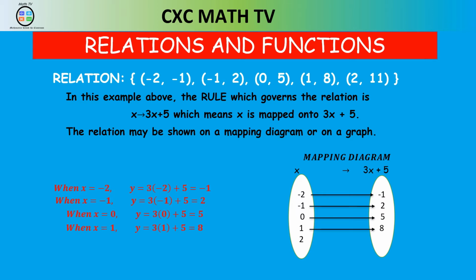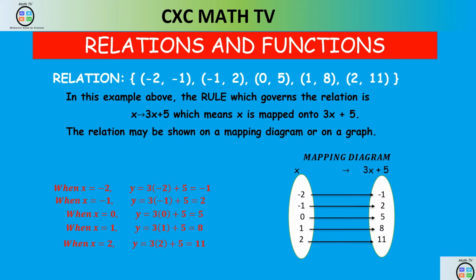So notice that -2 maps to -1. -1 maps to 2, 0 maps to 5, 1 maps to 8, and 2 maps to 11. That is the mapping diagram, the x mapping to its corresponding y value. And that is known as a mapping diagram.